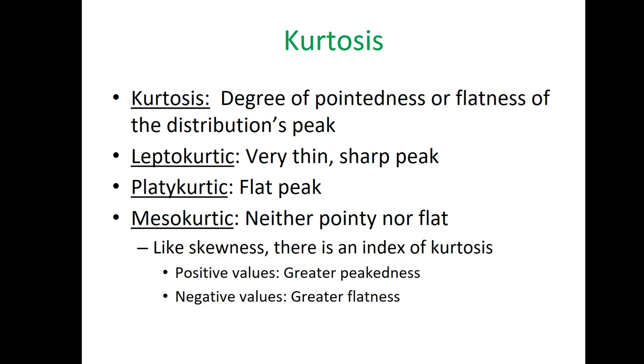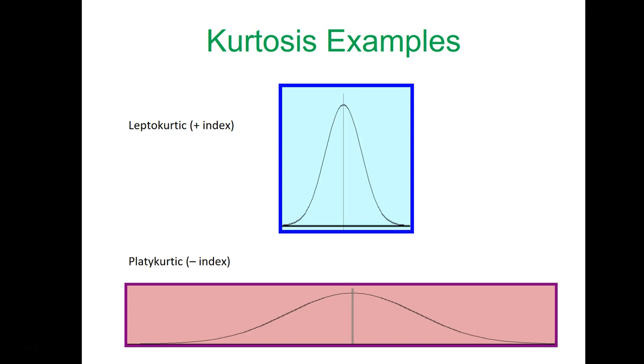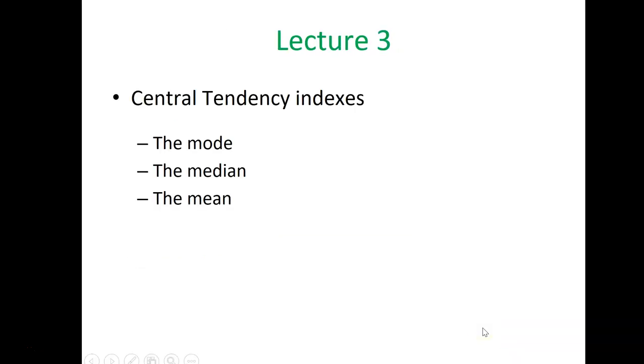Kurtosis is the flatness of it, and there are three possible types of kurtosis: leptokurtic, platykurtic, and mesokurtic. So leptokurtic is very thin, platykurtic very flat, like a platypus, and mesokurtic is somewhere in between. Okay, so both skewness and kurtosis have an index associated with them. With kurtosis, the positive values have greater peakedness, more towards lepto, and the negative ones have less peakedness, more towards platy. And remember, the skewness had an index as well. So here's an example of a leptokurtic with a positive index and a platykurtic with a negative index.